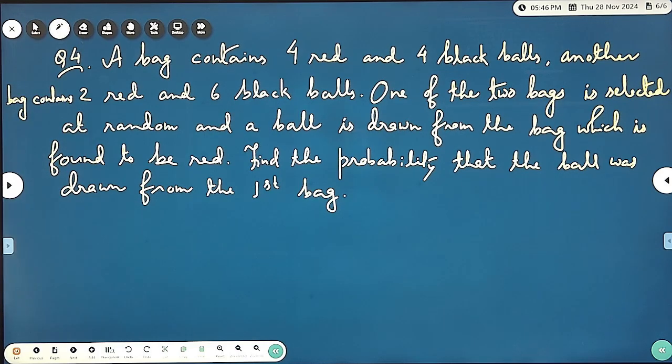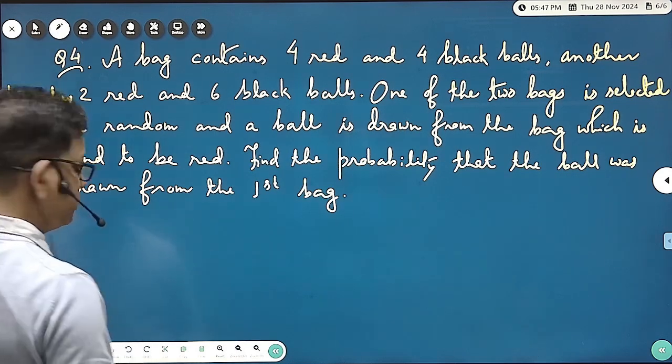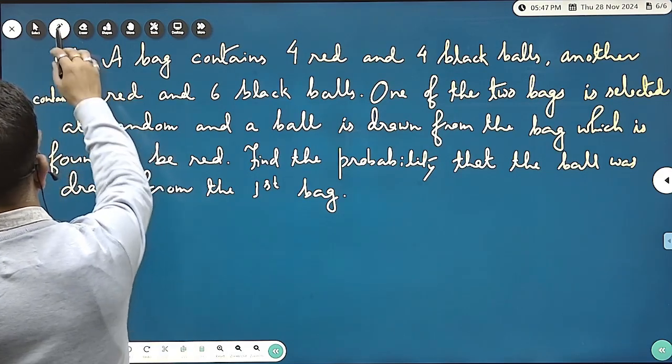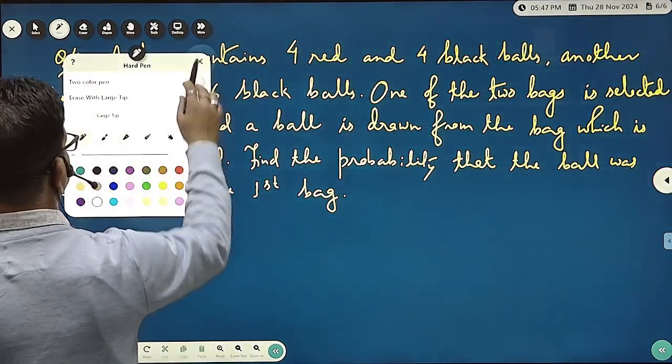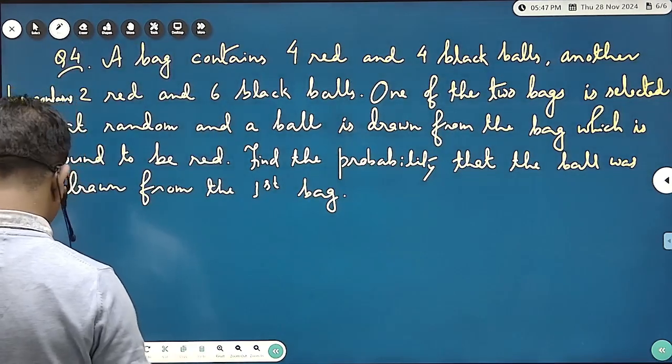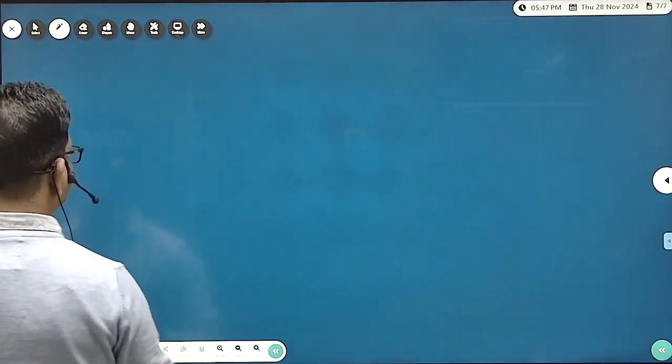So there are two bags. Now one of the 2 bags is selected at random, and a ball is drawn from the bag which is found to be red. The question is, find the probability that the ball was drawn from the first bag. I will give a diagrammatic representation. I think it will be better to understand if I draw diagrams. There are 2 bags, as you have seen.